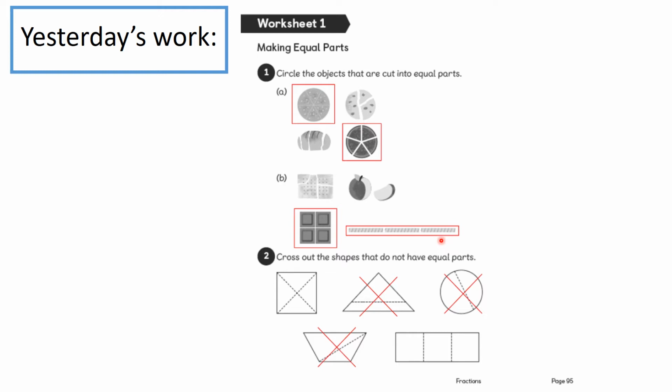In question 2 we needed to cross out the shapes that do not have equal parts, so we should have crossed out the 3 that you can see with a cross on down here. The other 2, I can see clearly that each part is equal to the other parts in that whole shape, if we were to fold them or cut them and overlap them.